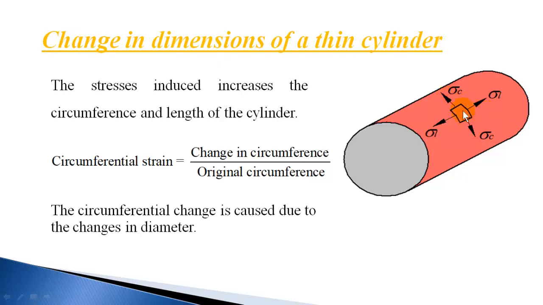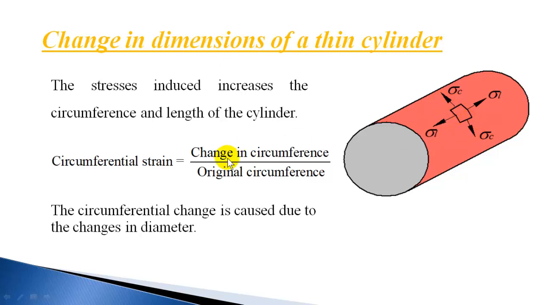For example, direct strain induced by sigma c is to increase the circumference of the cylinder. It also tries to reduce the length of the cylinder. So that is a lateral effect. And sigma L is trying to increase the length, and at the same time its lateral effect is to decrease the circumference. Now let us see what is the circumferential strain.